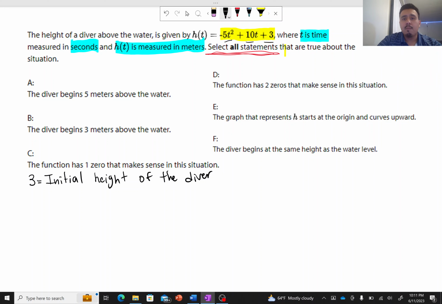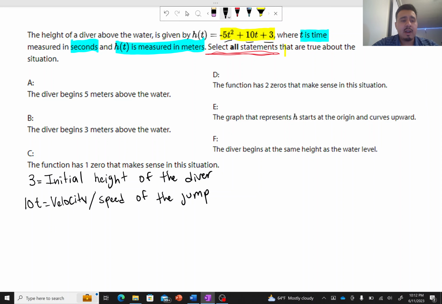The 10t represents the velocity or speed of the jump. And the negative 5t squared is the effect of gravity. It's the effect of gravity.